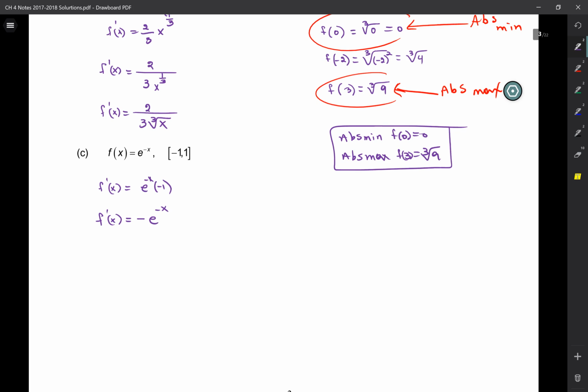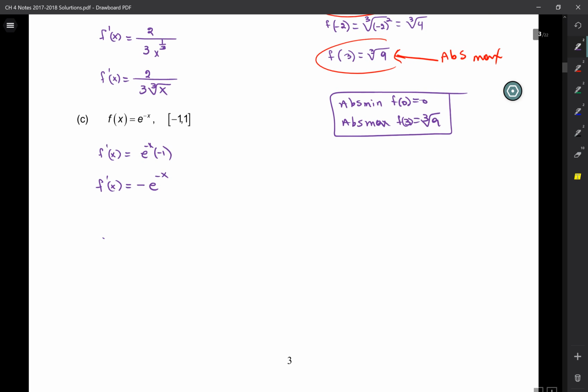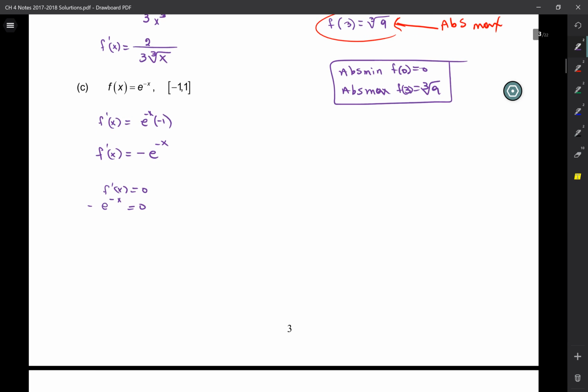E to the x is a special type of function. Okay? We try to find where f prime of x is equal to 0. Where is negative e to the negative x equal to 0? So how would we solve? So first of all, this would be e to the negative x equals 0 because we divide the negative on both sides. Normally, if you remember from algebra 2, the way we solve this is take the ln of both sides. Remember? So ln.